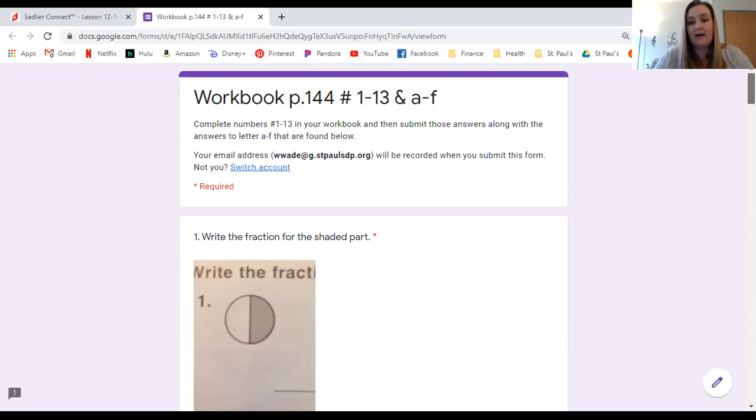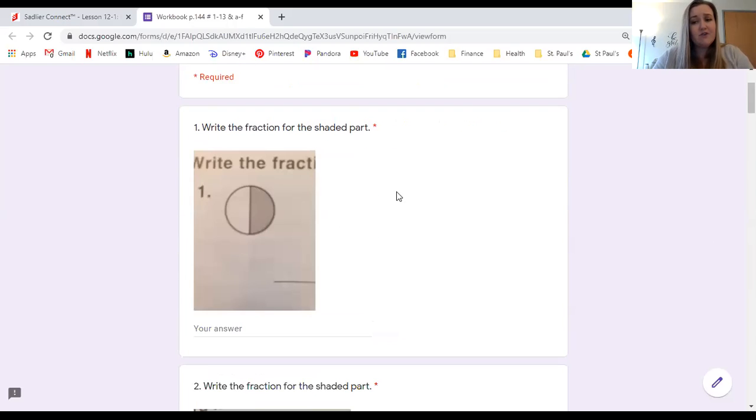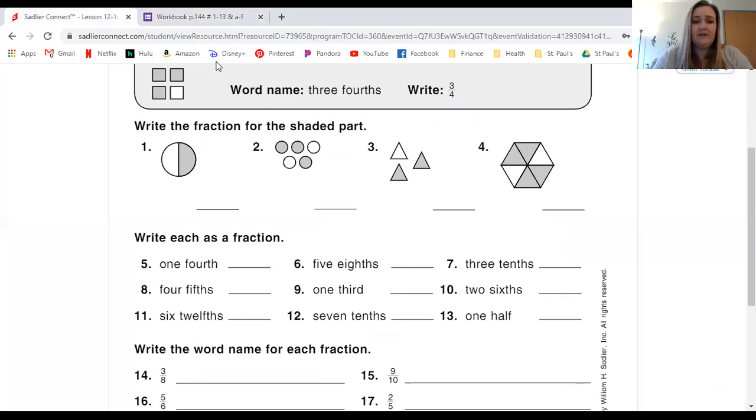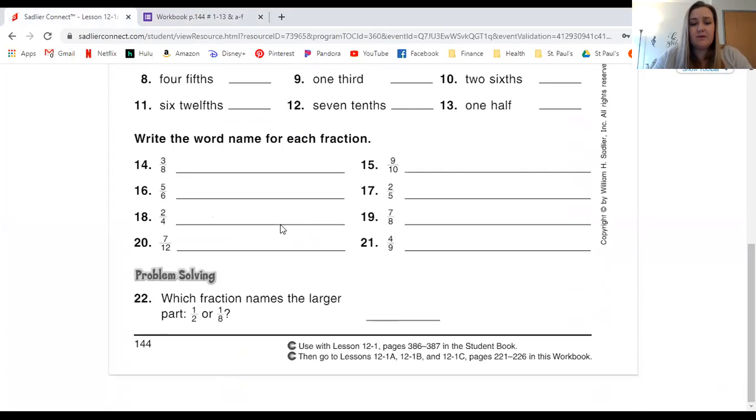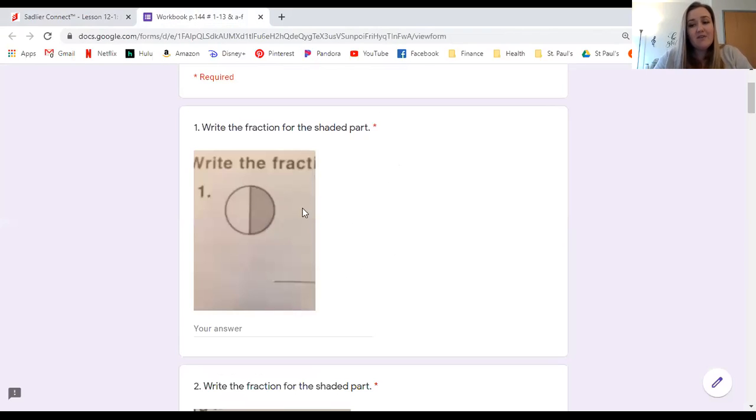But let's look back on number 1. Pull out your workbook sheet if you need to pause this. It's workbook page 144, and I have all the pictures here in the Google form for you this time. So what you're going to do is write the fraction for the shaded part. So there's 1 out of 2 that are shaded. So 1/2. That's what I'm going to write.